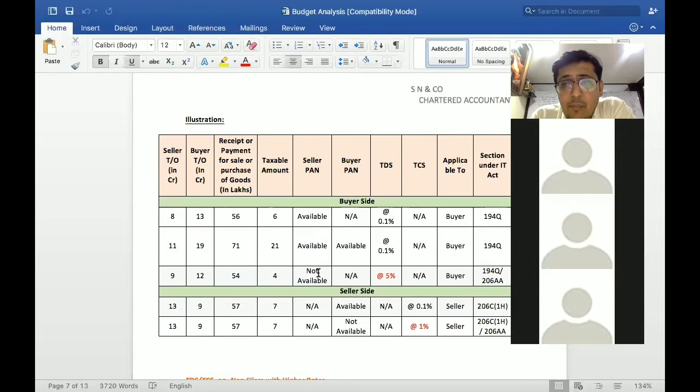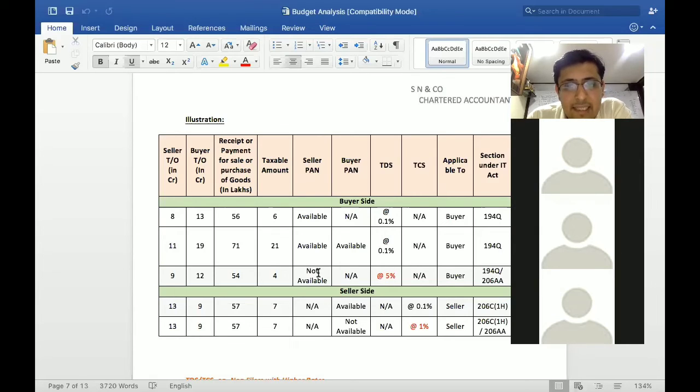He is also making a purchase above 50 lakhs. So on 4 lakh, he is supposed to deduct TDS, because he is complying with both the conditions. First condition, he is above 10 crores, and second condition, he is making a purchase above 50 lakhs from me. In that particular case, because the PAN number is not available, it is going to be 5%.